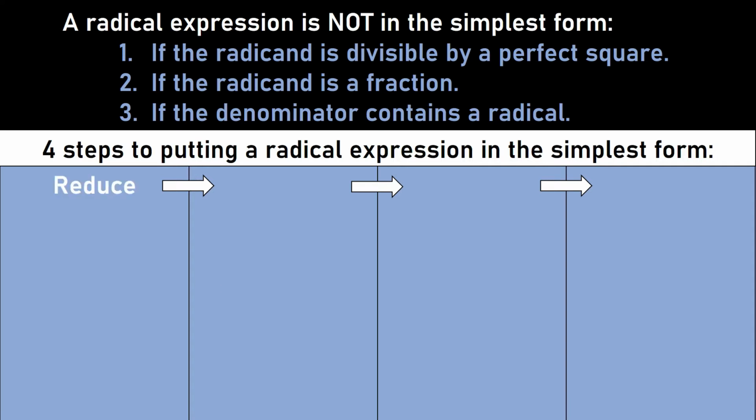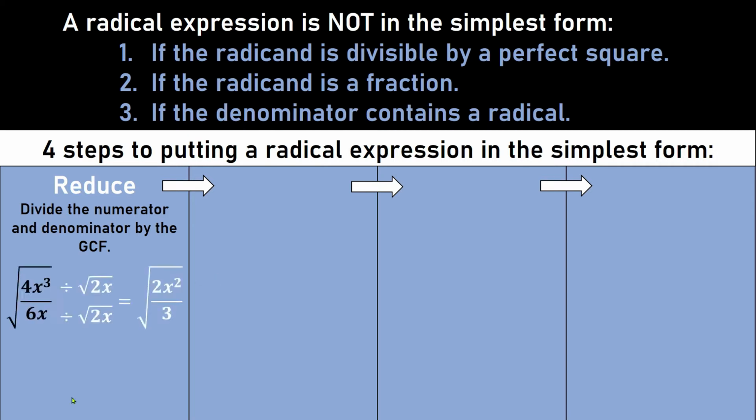The first step is to reduce. This is something that you're very familiar with. That's when you divide the numerator and the denominator by the greatest common factor. So in this problem, here in black, we have the square root of 4x to the third over 6x. So when we look at 4x to the third and we look at 6x, we can see that the greatest common factor, the biggest number that goes into the top and bottom evenly, is going to be 2. And they both have at least one x, so the greatest common factor is 2x.